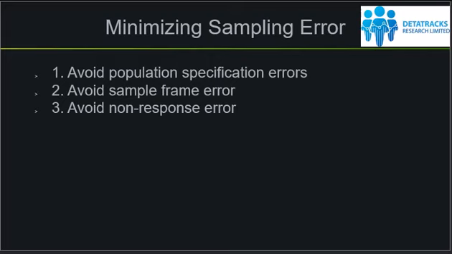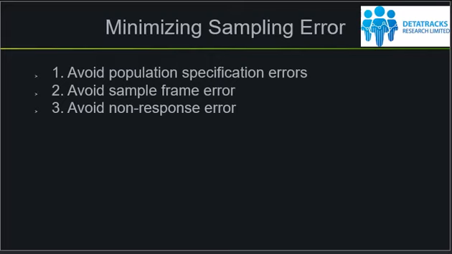1. Avoid population specification errors. 2. Avoid sample frame error. And 3. Avoid non-response error. Let's look at the first one. Avoid population specification errors. A population specification error occurs when a critical segment of the population is not included in the sample. And this is the result of a knowledge problem or gap. The results of a survey with a population specification error will shed some light on the issue, but they cannot provide the full picture.